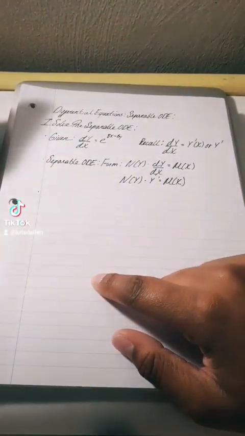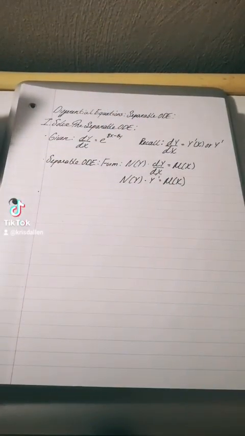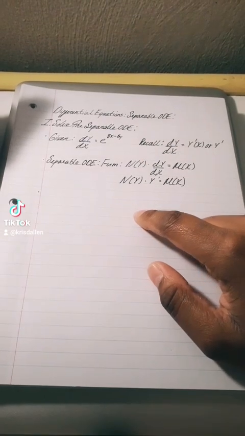So the first thing we want to do is separate the variables. So we want to get all y's on the left hand side of the equal sign, all x's on the right hand side of the equal sign. And the goal is to integrate both sides and solve for y.